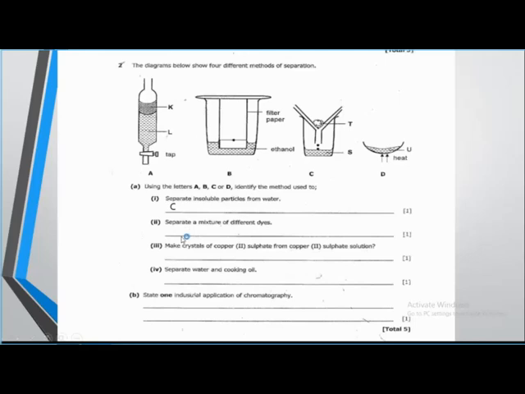Separate a mixture of different dyes. Here we use B. Make crystals of copper 2 sulfate from copper 2 sulfate solution, we use D. Separate water and cooking oil, we use A. And finally, state one industrial application of chromatography. It is used in the manufacturing of rings.